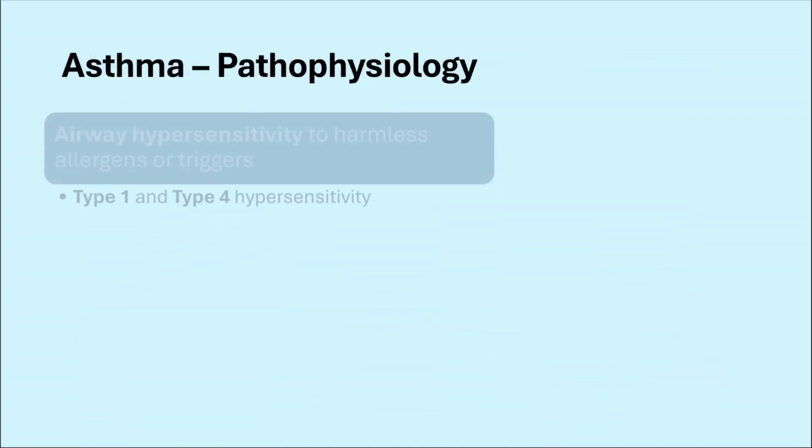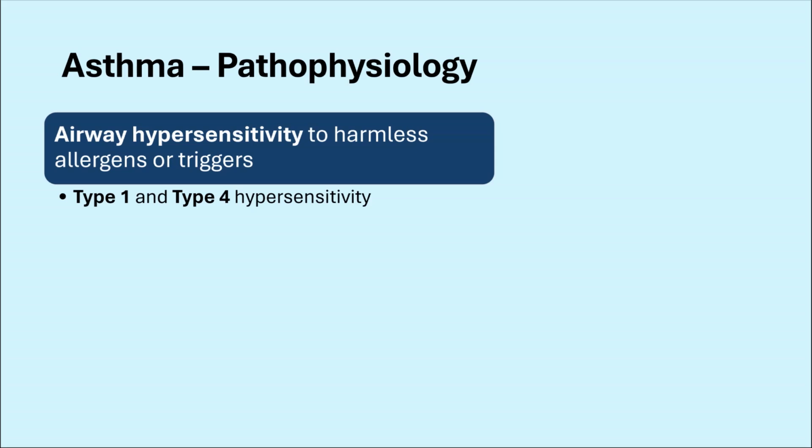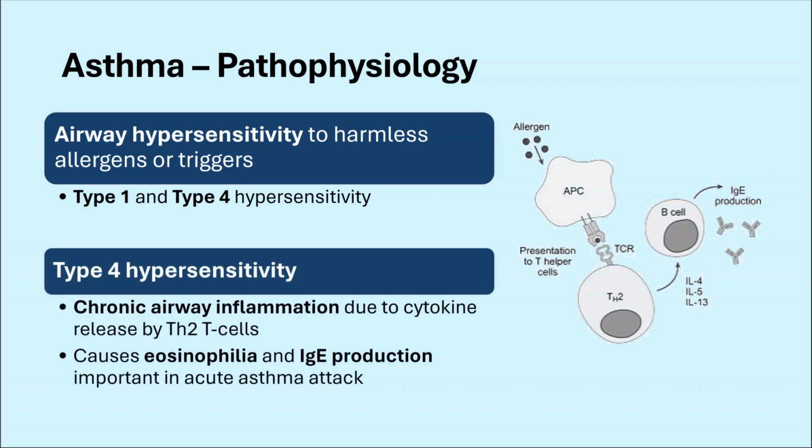So what is asthma? Asthma is an airway hypersensitivity disorder which is characterized by both type 1 and type 4 hypersensitivity. This hypersensitivity is to harmless allergens and triggers. Type 4 hypersensitivity causes chronic airway inflammation, causing the chronic symptoms of asthma. This is due to cytokine release by type 2 helper T cells, Th2 for short, as shown in this image. And what this results in is raised eosinophilia and IgE production, which are important mediators in an acute asthma attack, which we will see later in this tutorial.